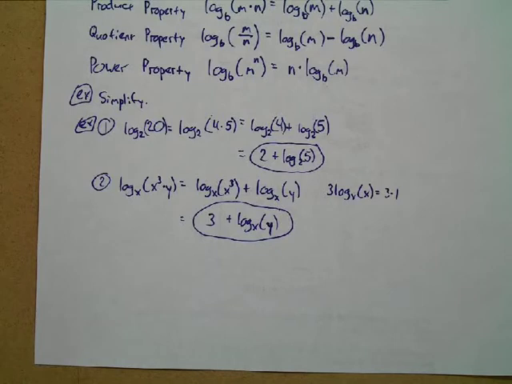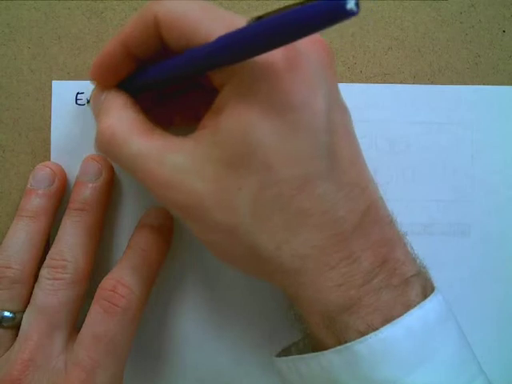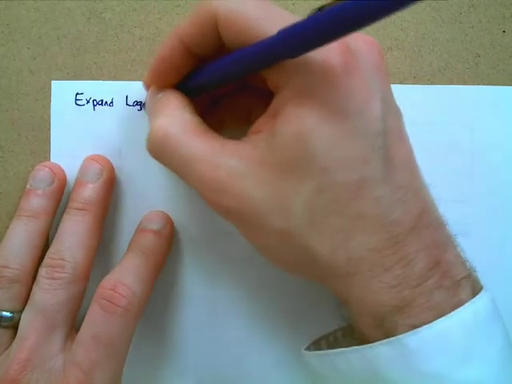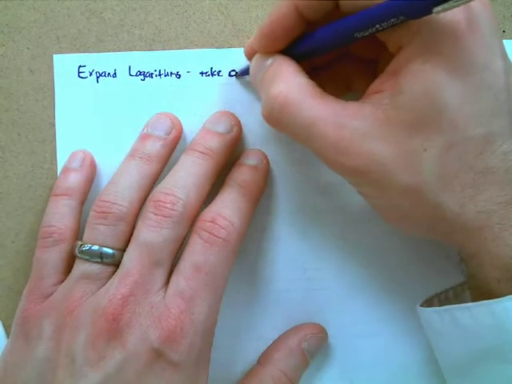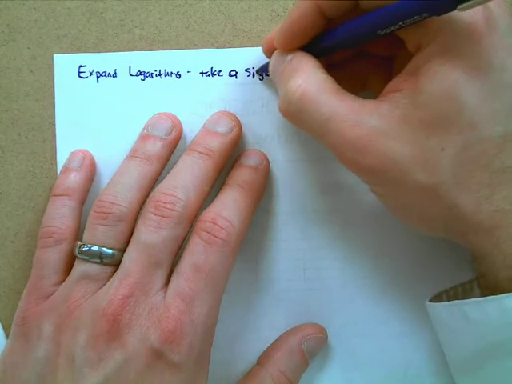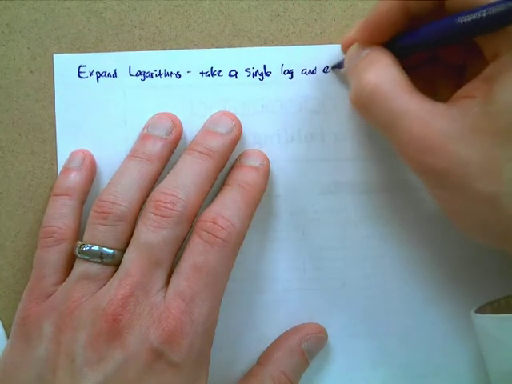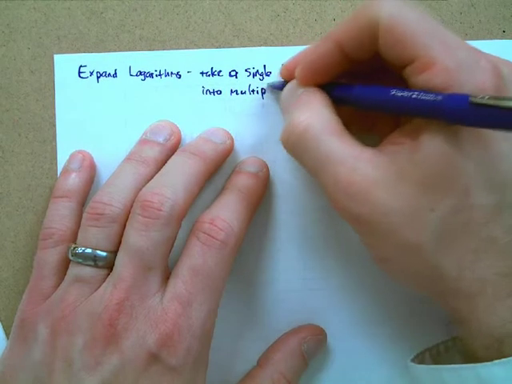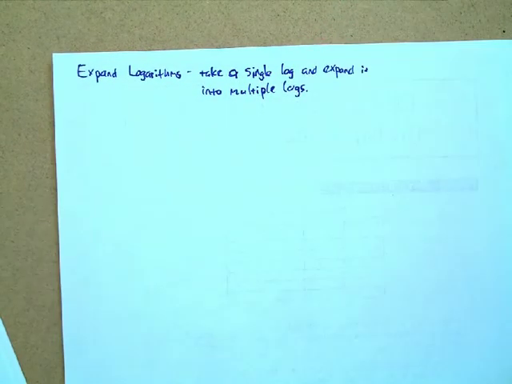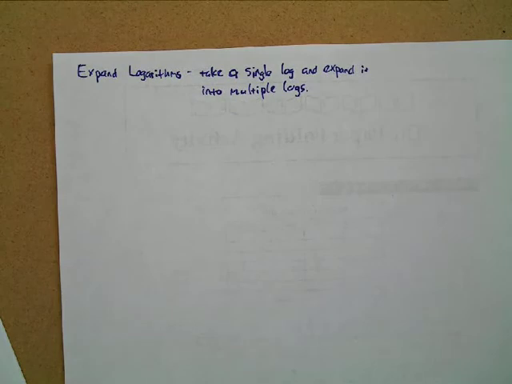The next thing I'll show you here, I think I'll just go ahead and change to another piece of paper for this. So the second way we're going to be using these properties is to expand. Expand logarithms. What we're going to do is take a single log and expand it into multiple logs. Which we kind of did there. That's what we kind of did with simplification. So let me just show you here.